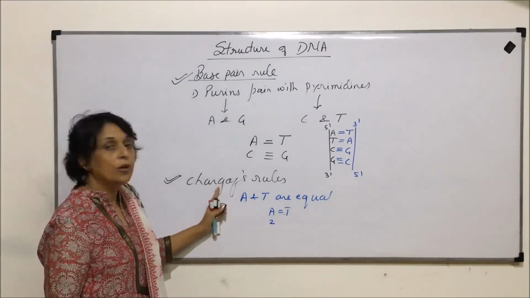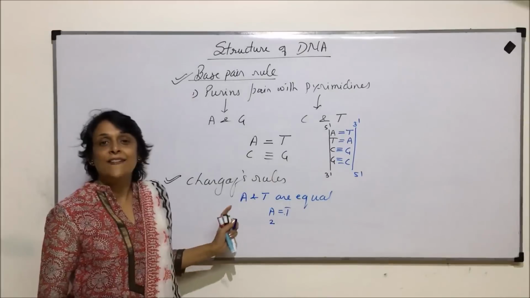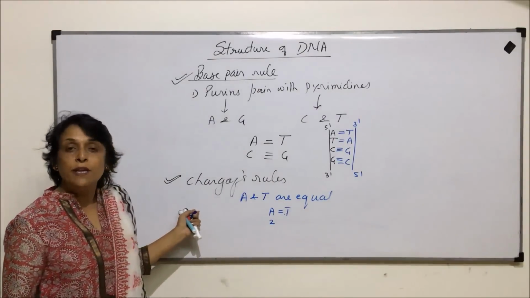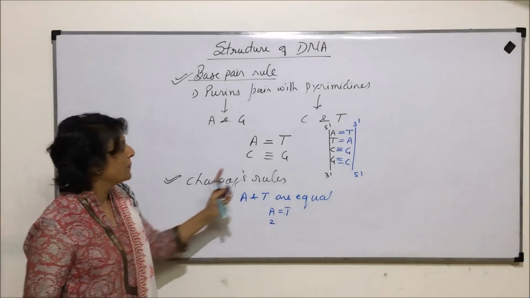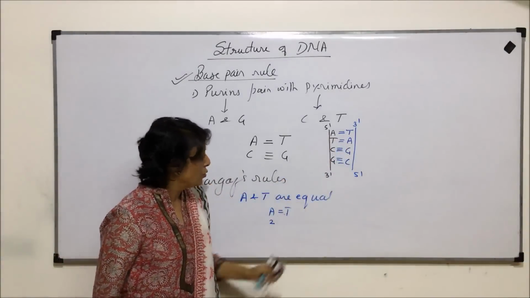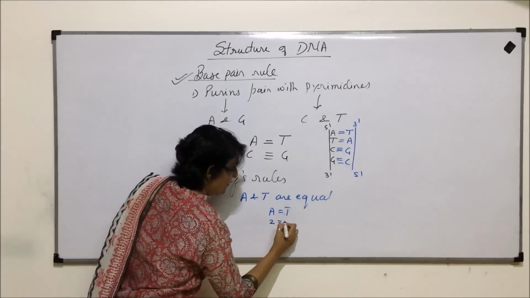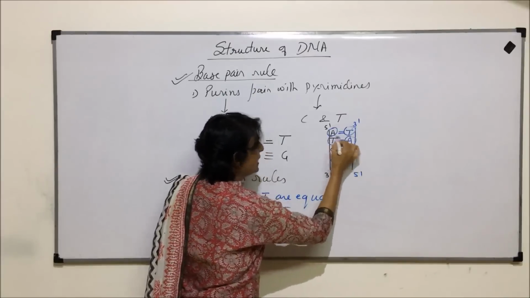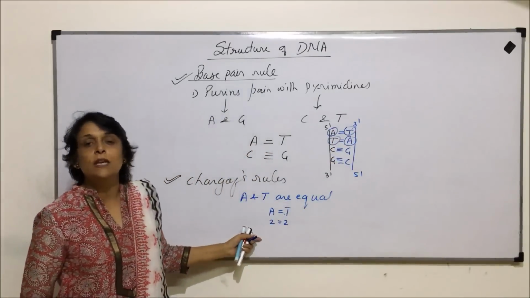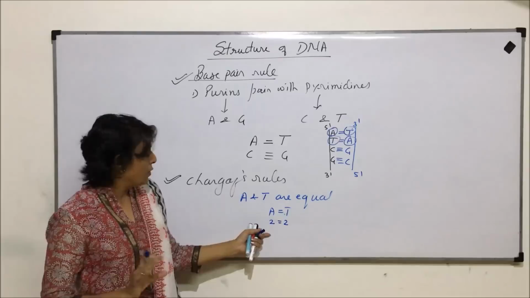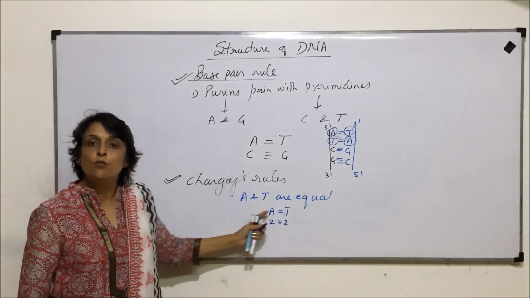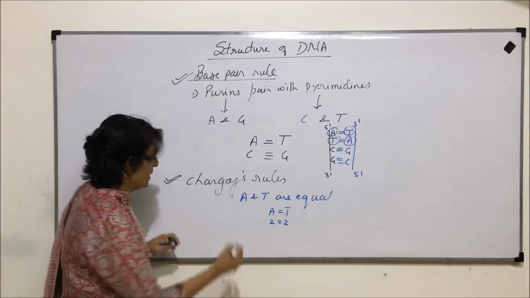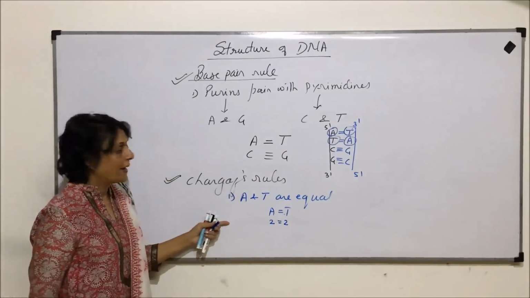And this rule is applicable only when the DNA is taken as a double-stranded molecule. This is not applicable for any single-stranded structure. So, here, A's are 2 and T's are also 2. So, these are 2 A's and these are 2 T's. So, A is always equal to T. Why is it equal? Because we said purine is going to pair with pyrimidine, and we know A pairs with T. So, this was point number one which was given by Chargaff.